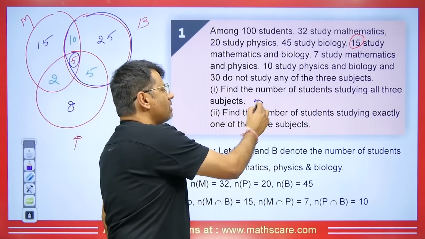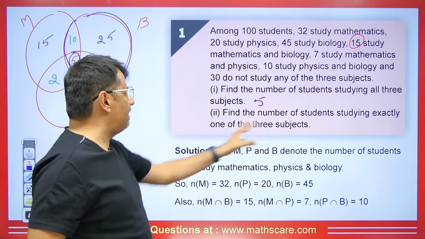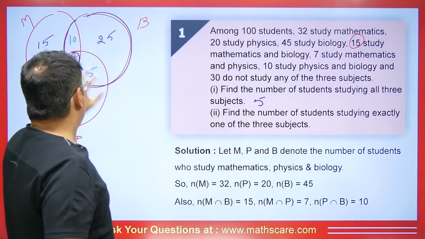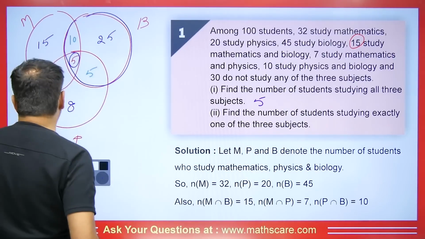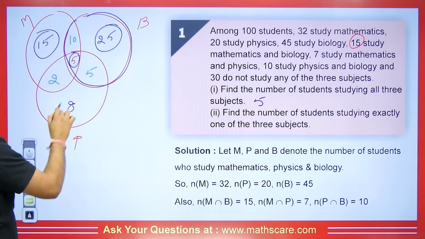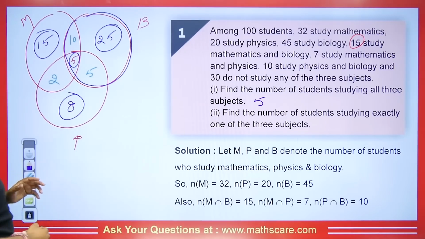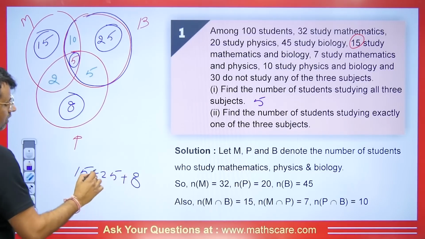Now the next question is, find the number of students studying exactly one of the 3 subjects. How many students are studying exactly one subject? For students studying exactly one subject, 15 are only in mathematics, 25 only in biology, and 8 only in physics. So students studying exactly one subject is equal to 15 plus 25 plus 8, making a total of 48 students.